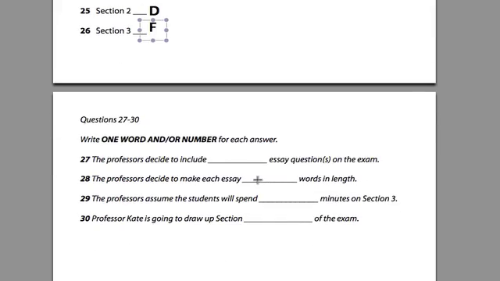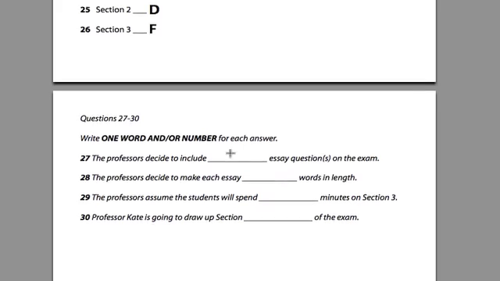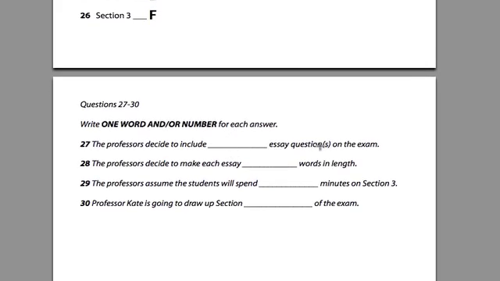Write 1 word or a number for each answer. So the professors decide to include how many essay questions on the exam. The answer here is 2. The professors decide to make each essay how many words in length. Again, they try to throw us because they say the total word count is 500. So if there are 2 essays, then these essays would be 250 words each.